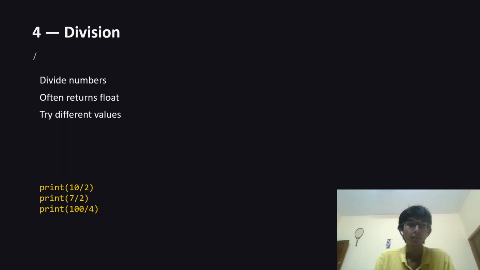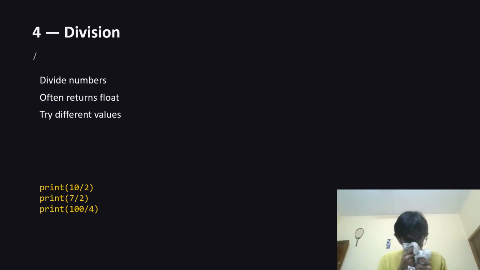So we can divide numbers with the slash. What you want to divide, slash, what you want to divide it with. So it's 4 divided by 2. 4 slash 2. That's how it works. So 4 divided by 2 will give you 2 or 2.0, something like that. It often returns a float.